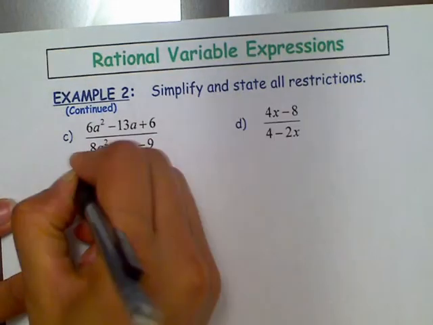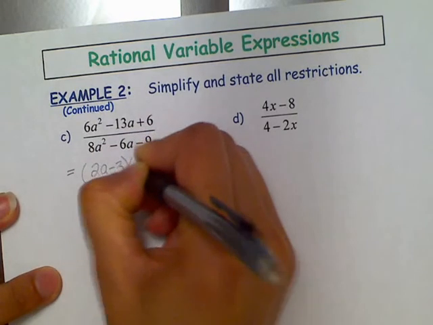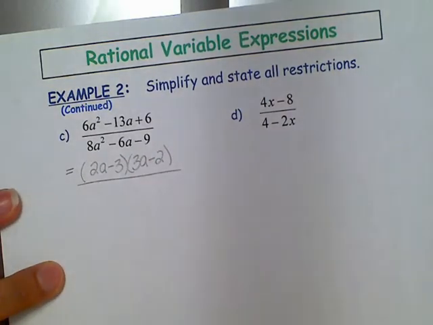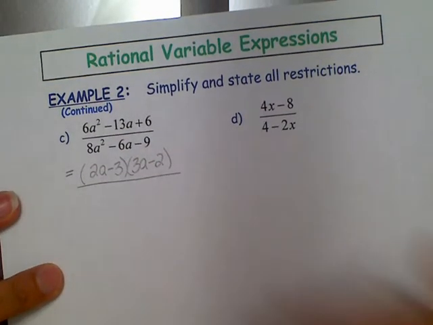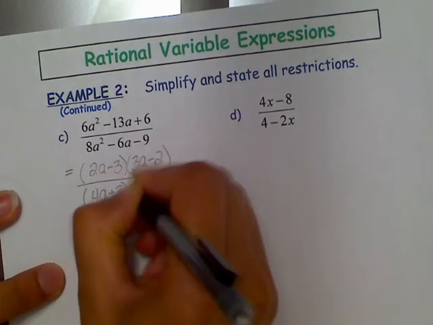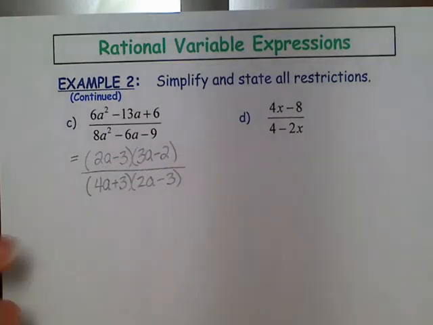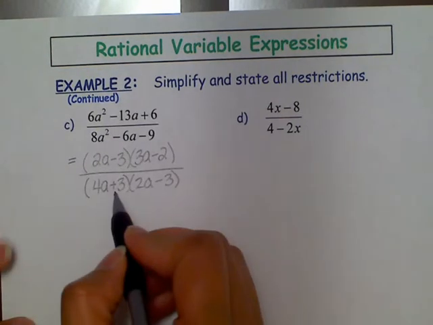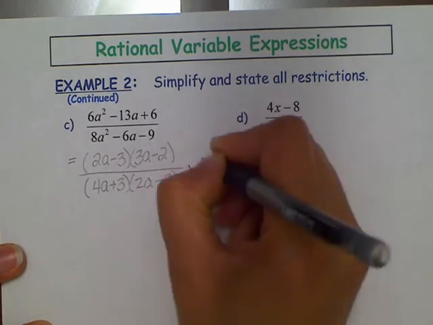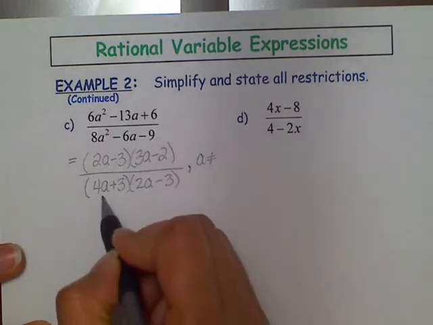Okay, so back to the problem. We factored the numerator and we got 2a minus 3 and 3a minus 2 as my two factors. In the denominator, similarly, if you factor it as a complex trinomial, you will get two factors again, and those two factors would be 4a plus 3 and 2a minus 3. Okay, so in this case, I have everything in factored form. I need to look at the denominator and figure out which values of a will make each factor equal to 0. And what you'll notice is that a is my variable.